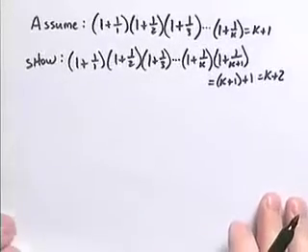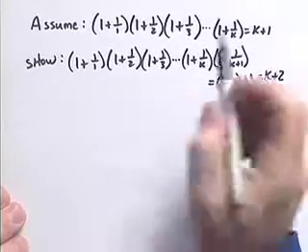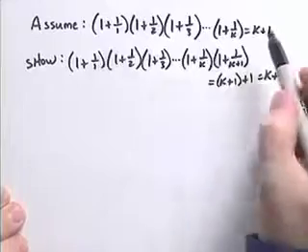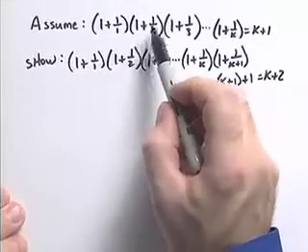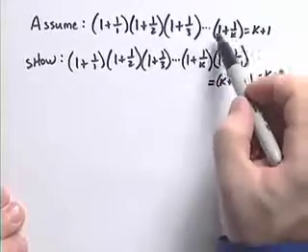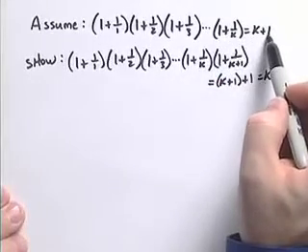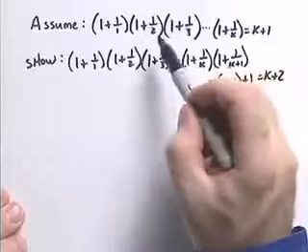What we're going to do is assume that our equation holds for some value k. So we're going to assume that (1 + 1/1)(1 + 1/2) ... (1 + 1/k) equals k + 1. We're going to assume this is a true statement.